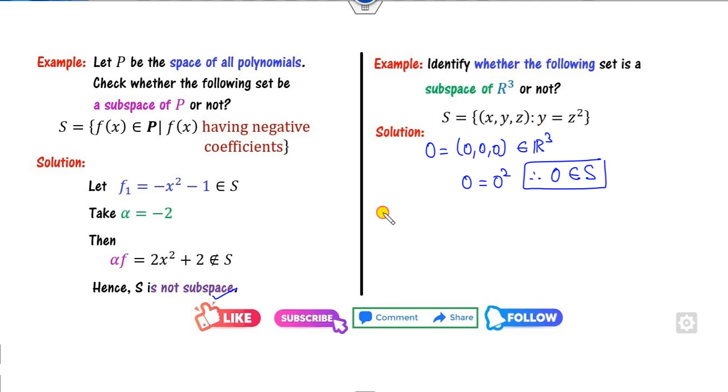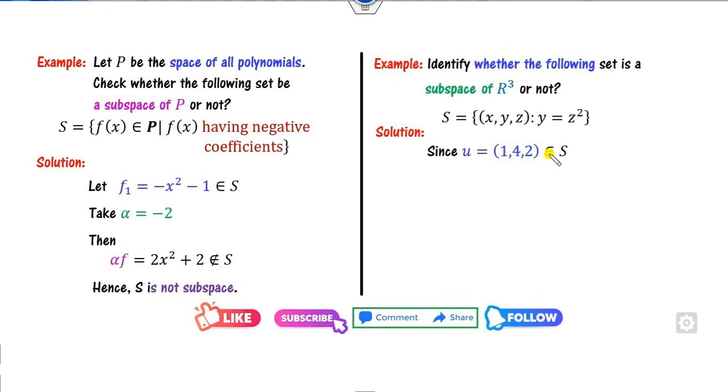Now you can choose any u with y equal to z square. If I choose z as 2, then y will be 4, and there is no condition on x, it can be any number. Or if you choose z as 1, then y will be 1, and x can be any number. I can choose minus 4. Fine. I can choose u as this.